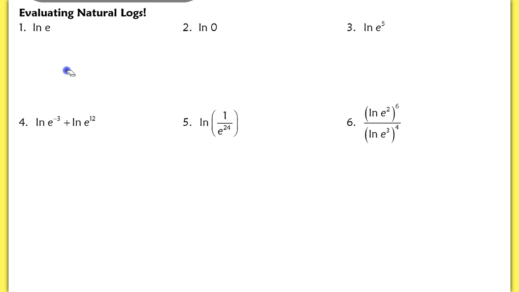Okay, so the next one, the natural log of 0. So this is log base e of 0. In other words, e to some number is equal to 0. Well, this is not possible. We can never raise e, which is about 2.7, to any number and get the number 0. So this is not possible.